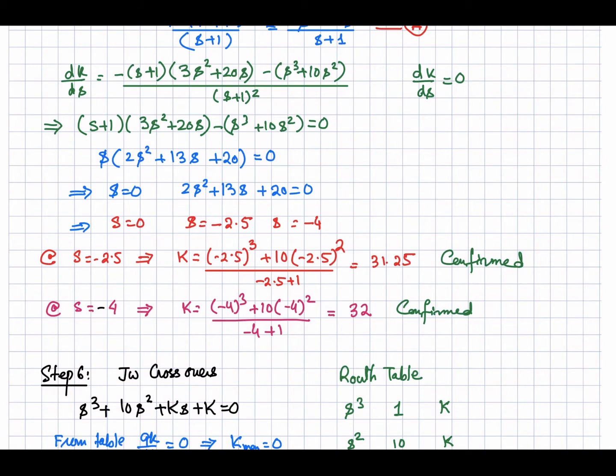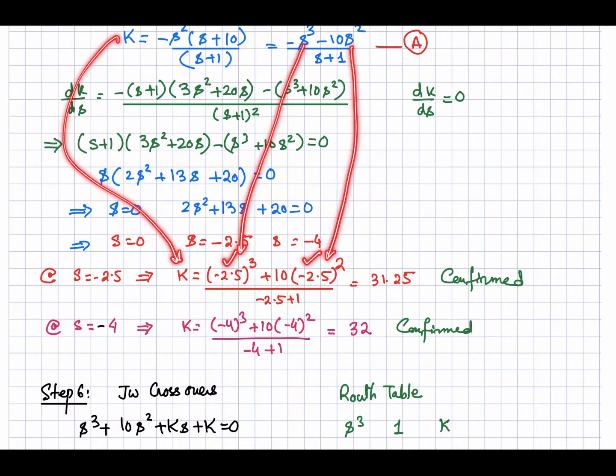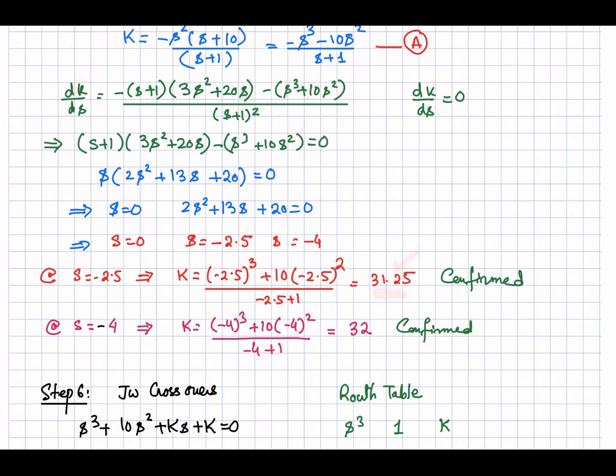Now if we check for breakaway and break-in, first of all taking s equal to minus 2.5 and using it in this expression of k, replacing s with minus 2.5 here and here, and similarly this part, and solving it we get 31.25. So it's a confirmed breakaway or break-in point. Similarly, if we take s equal to minus 4 and use it in this expression, we get 32. It's positive, so it is also a confirmed breakaway or break-in point.